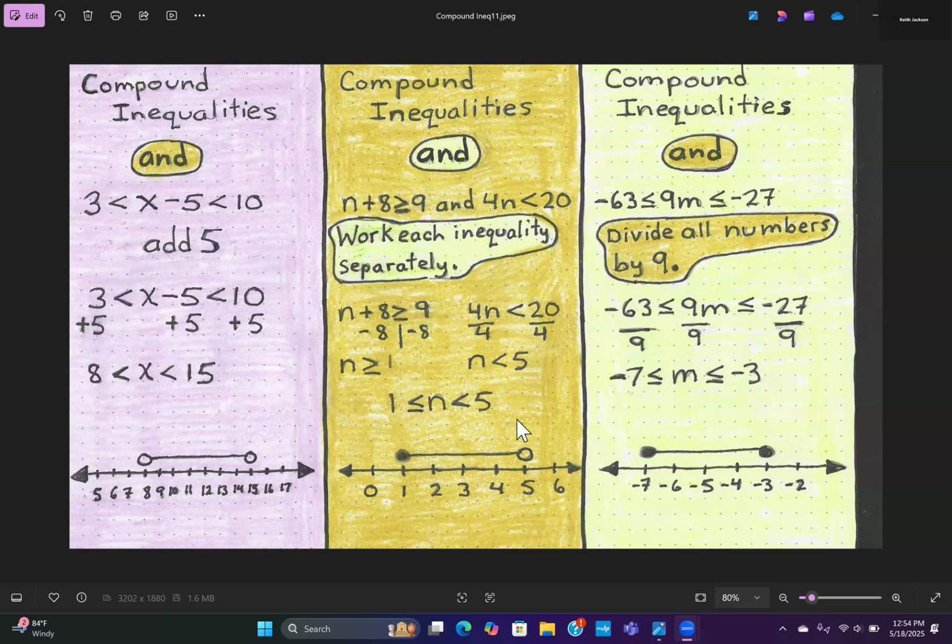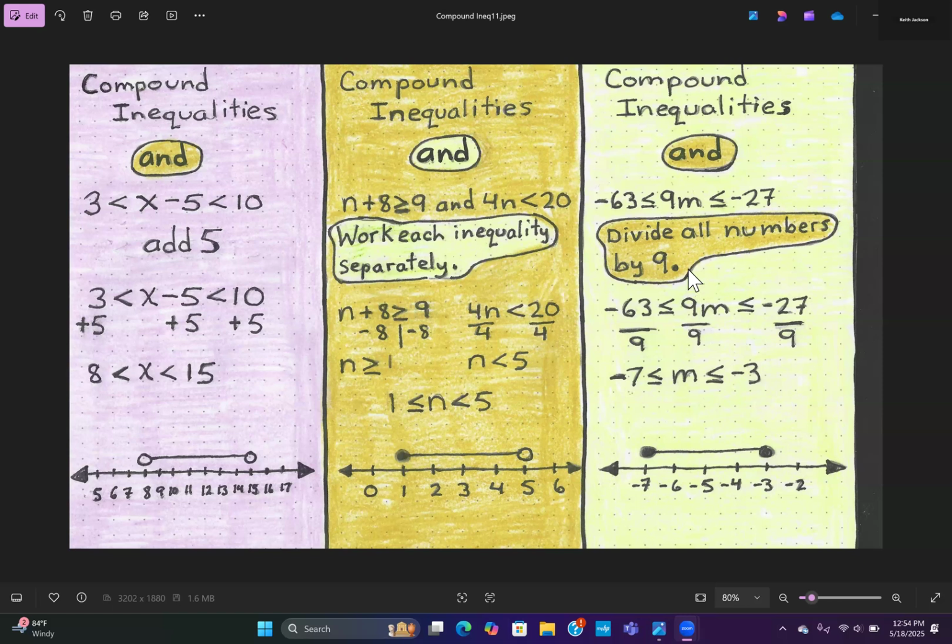All right, now that we have that one taken care of, let's look at the third big example, in which we have negative 63 less than or equal to 9m, which is less than or equal to negative 27. You see these less than or equal to signs letting you know that we're going to have shaded circles at the bottom. Let's go ahead and work this out.